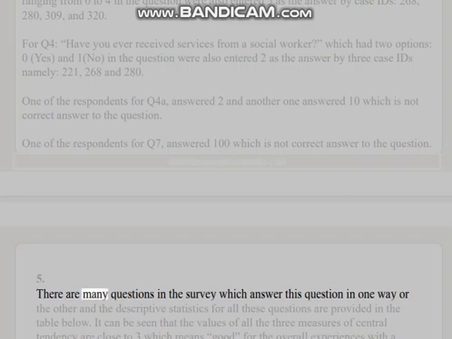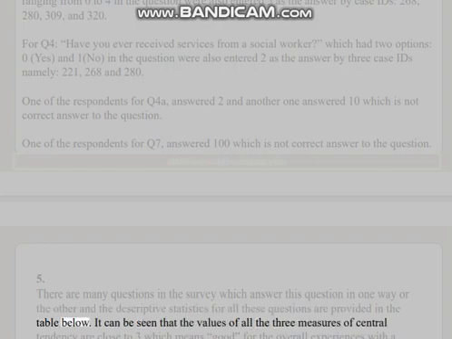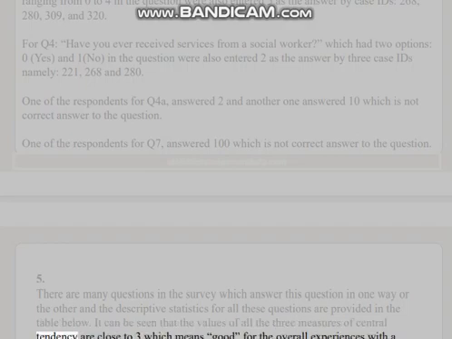5. There are many questions in the survey which answer this question in one way or the other, and the descriptive statistics for all these questions are provided in the table below. It can be seen that the values of all the three measures of central tendency are close to 3, which means good for the overall experiences with a social worker. However, the survey does not include a respondent who rated very bad or very good.